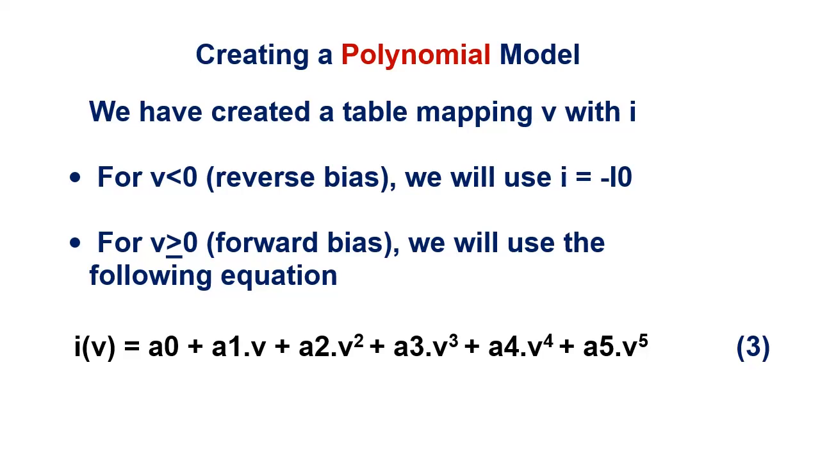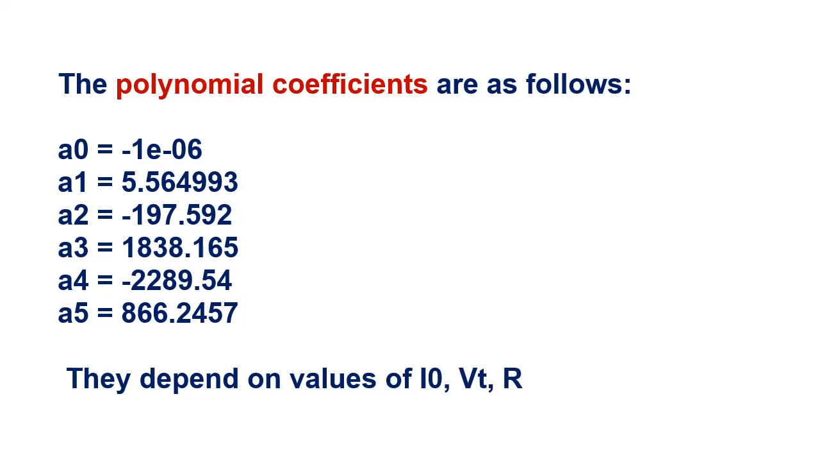For voltage greater than or equal to 0, that is forward bias, we will use a polynomial representation given by equation 3. The polynomial coefficients, which depend on reverse saturation current, Vt and series resistance, are shown. If you change any of these, and also the range of voltage applied, you need to recalculate the polynomial coefficients. There are multiple ways to determine them, and we will demonstrate a straightforward method next.